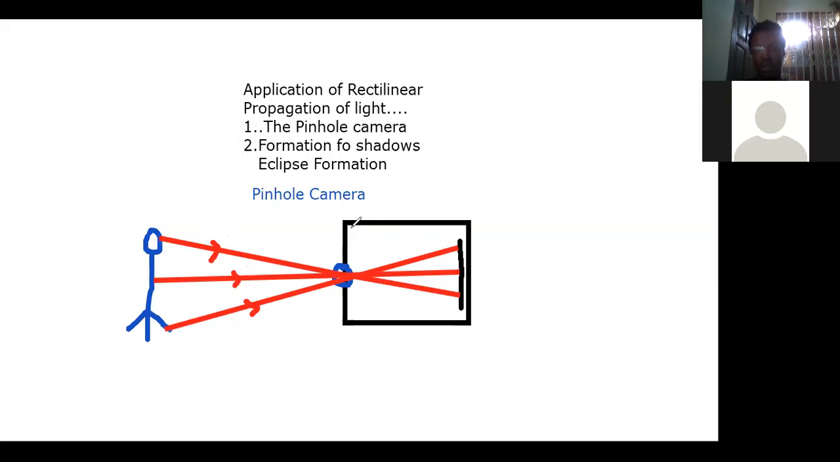So there's a pinhole. There's a camera. In the camera, we have the screen where the image is formed. Light rays pass through. Because this is an opaque object, the light doesn't pass through it. Rather, it absorbs and reflects it through the hole, and the image of this is formed on the screen. So that is it.